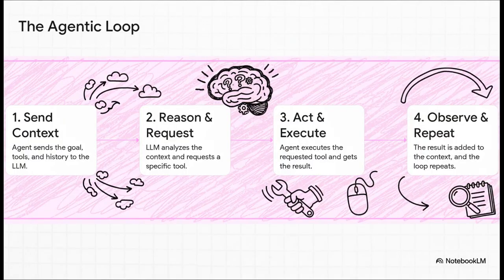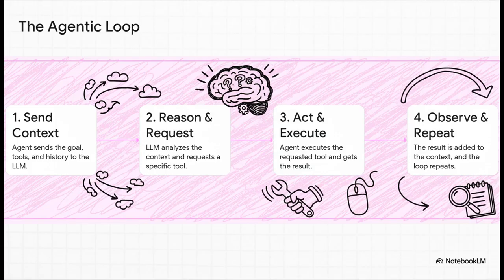And this whole thing is powered by a brilliant little engine called the agentic loop. It's a simple, constant cycle of reason and act. Here's how it goes. The agent sends all the information, the goal, the tools it has, the conversation history, over to the LLM. The LLM thinks about it and requests a specific tool. The agent executes that tool, gets the result, adds that new information to the context, and sends it all right back to the LLM.